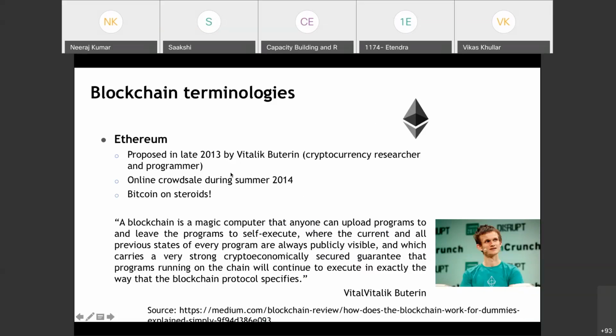So the consensus mechanism used in a blockchain network is based upon Ethereum. One of the most important parts is the smart contract based mechanism, and the Ethereum smart contract is used to verify and validate the transactions which become part of the blockchain network. So you see, Ethereum was proposed back in 2013 by Vitalik Buterin, a cryptographic researcher and programmer, who used blockchain as a magic computer that anyone can upload a program to and leave the program to self-execute, where the current and all previous states of every program are always publicly visible, and which carries a very strong cryptoeconomically secure guarantee that programs running on the chain will continue to execute in exactly the way the blockchain protocol specifies.